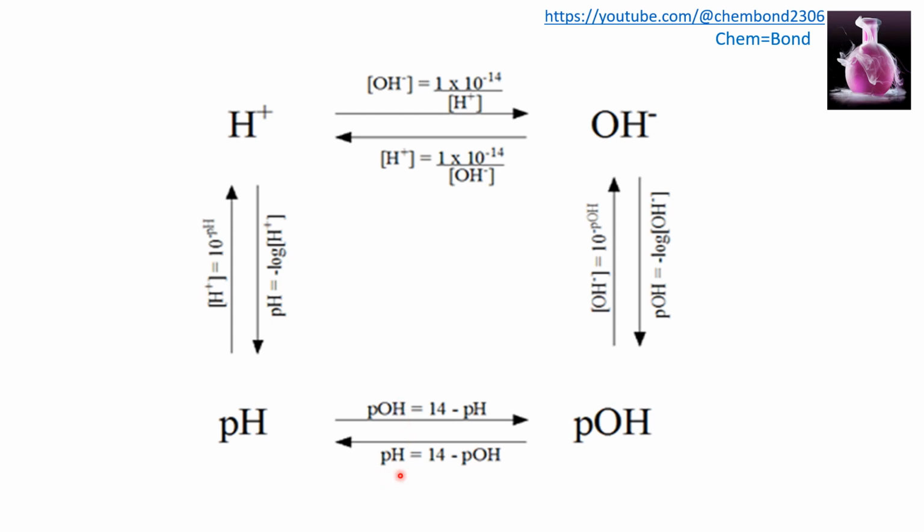pH both. Similarly, hydrogen ion can be converted to the hydroxide ion using the formula hydroxide ion is equal to 10 to the power minus 14, that is the value of Kw, divided by hydrogen ion. And the hydroxide ion can be converted to the hydrogen ion using the formula hydrogen ion is equal to 10 to the power minus 14 divided by hydroxide ion.